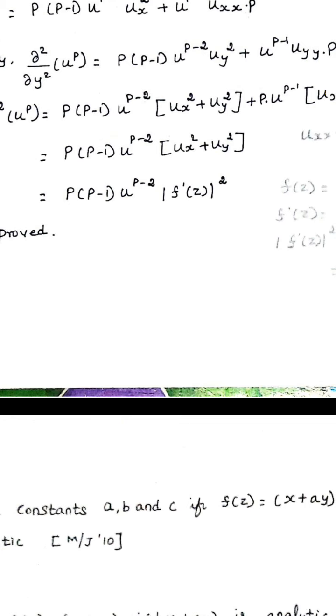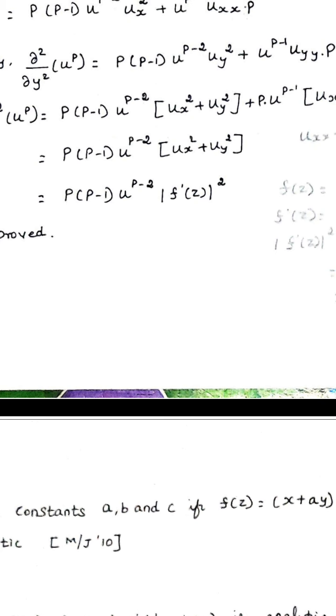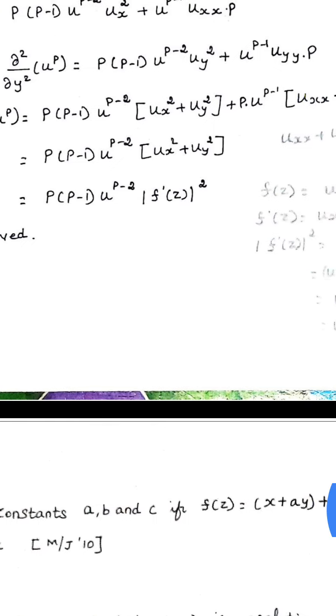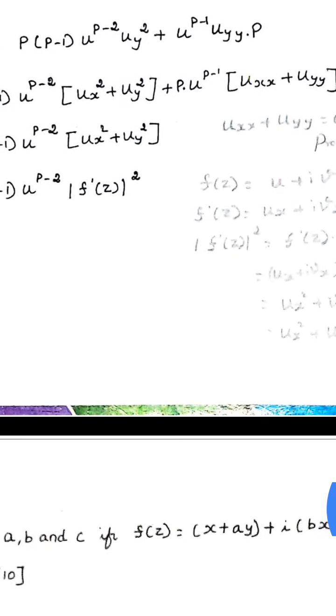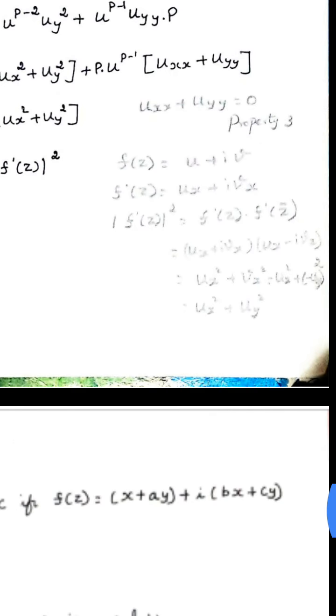So ux square plus uy square is nothing but modulus of f dash of z the whole square. You may get a doubt about how. For that reason I wrote it here in pencil. Take f of z as u plus iv. Then f dash of z is ux plus i vx, since I am just differentiating f of z with respect to x. So what will be my modulus? You already know modulus of f of z the whole square is f of z into f of z bar, and here I am finding the modulus of f dash of z the whole square.